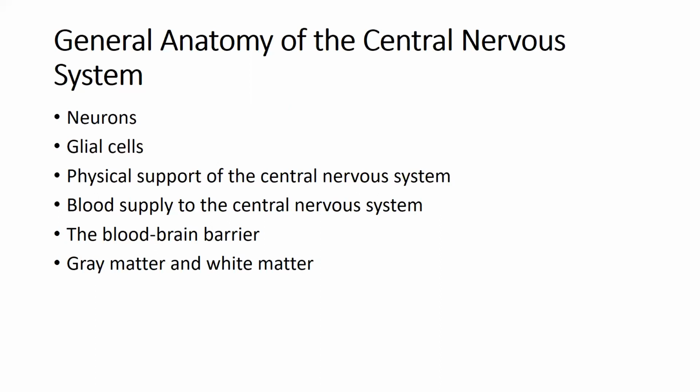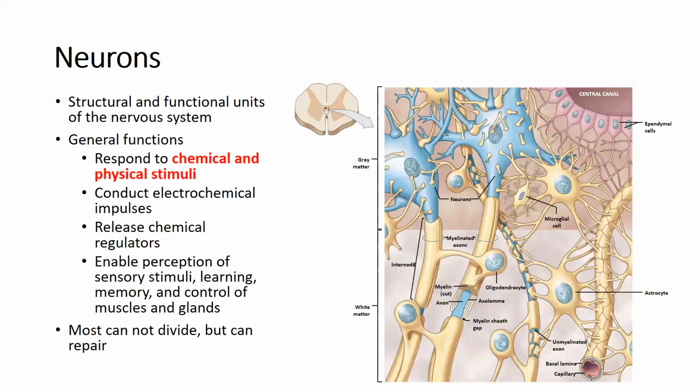We're going to talk about the blood supply to the nervous system and how the brain is quite sensitive to oxygenation and vascularization. And then we're going to talk about the blood-brain barrier and the histology, or the microscopic structures that really form that barrier between the blood and the nervous tissue. And finally, we'll wrap up by looking at the gray matter and white matter. So let's start by looking at the functional and structural unit of the nervous system.